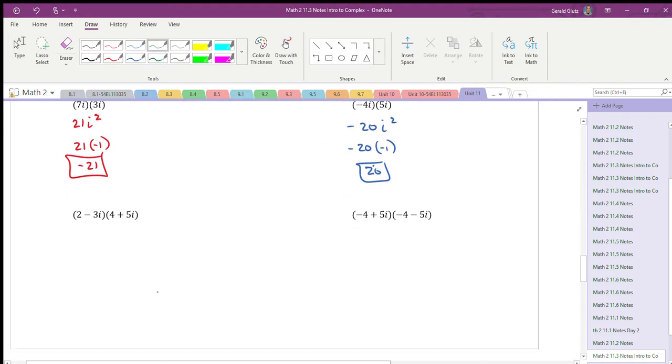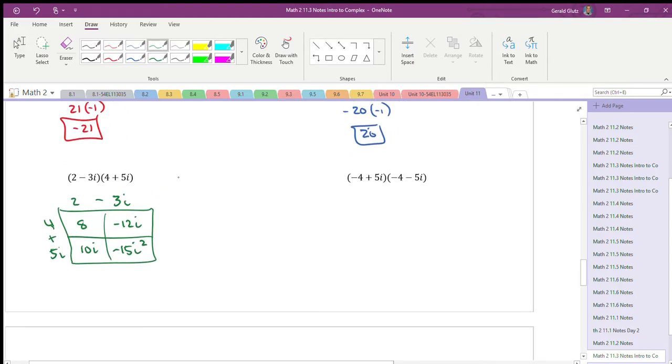So now we got two little FOIL things here to finish this out. So 2 minus 3i, and then 4 plus 5i. It does not matter what side they go on. So 2 times 4 is 8. Negative 3i times 4 is negative 12i. 2 times 5i is 10i. Negative 3i times 5i is negative 15i squared. So now I just add up all the things in the box. So 8 minus 12i plus 10i minus 15i squared.